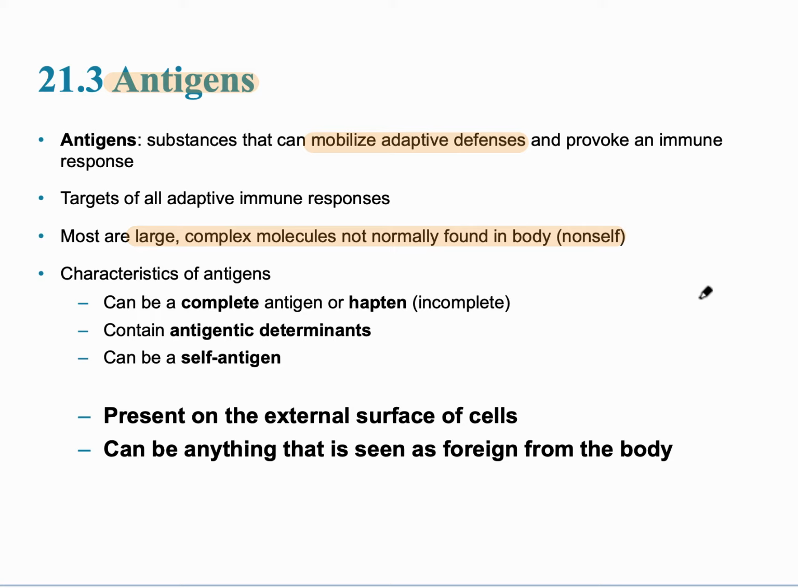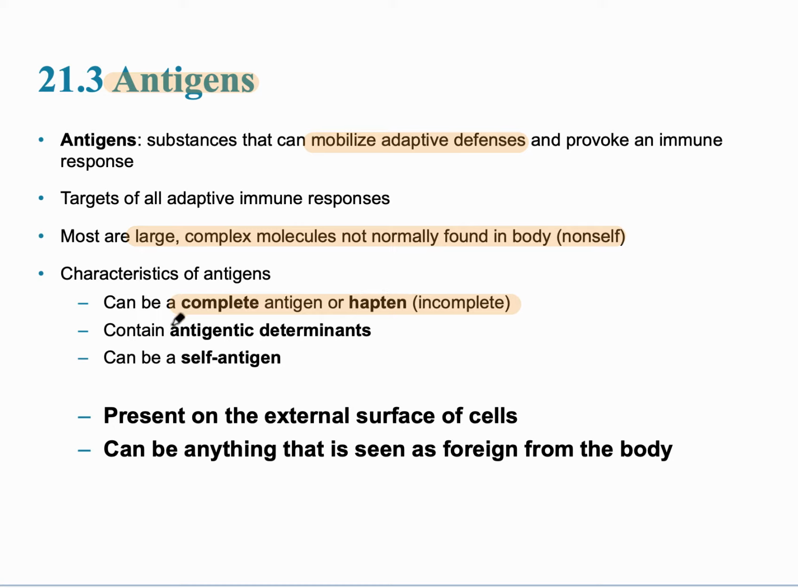Now, there are a couple of important characteristics about antigens. First of all, they can be either a complete antigen or an incomplete antigen. An incomplete antigen is called a hapten. Complete means that it has complete immunogenicity, which means that it has the ability to stimulate certain lymphocytes to multiply, and also reactivity. So the complete antigen has both immunogenicity and reactivity, whereas the hapten, the incomplete antigen, only has reactivity.